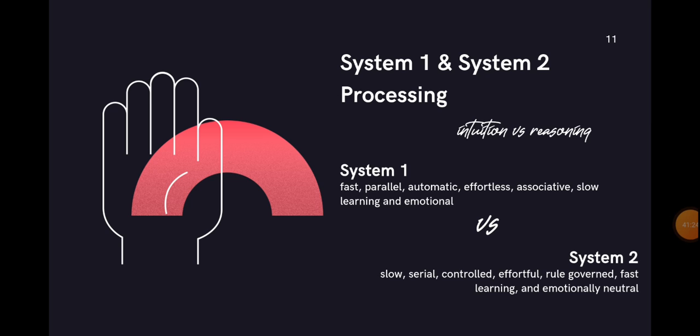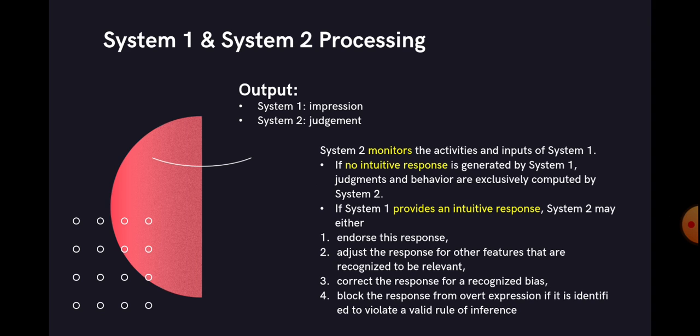So System 1 and System 2 is basically a thinking process where System 1 represents our intuition. So it is assumed as a process that is more fast, parallel, automatic, effortless, associative, slow learning, and emotional, whereas System 2 represents our reasoning. And it is more slow, more serial, controlled, effortful, rule governed, fast learning, and emotionally neutral. So usually people will say that System 2 is more rational than System 1, and System 1 is more emotional. And then the output for System 1 we call an impression, and the output for System 2 we call a judgment.